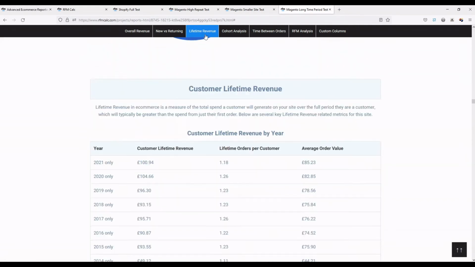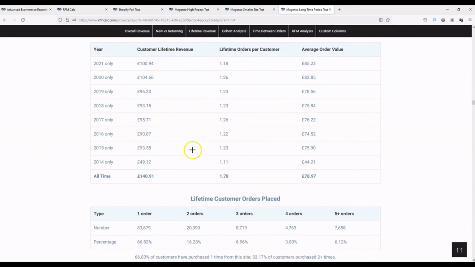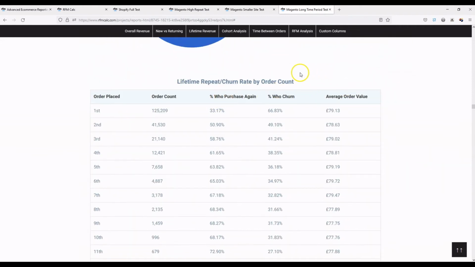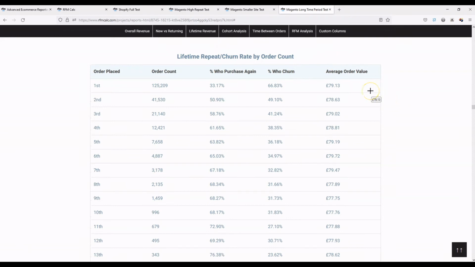So if I go down to the lifetime revenue section, so obviously we've got all the sections we've talked about already. But then when you look at the repeat churn rate here, because we're looking at a long period, we've got a really accurate picture of this. And you can see here, if a customer places a second order, they are more than 50% likely to come back and place a third order, which is massive. That's so important when you're thinking about justifying the value of repeat customers.